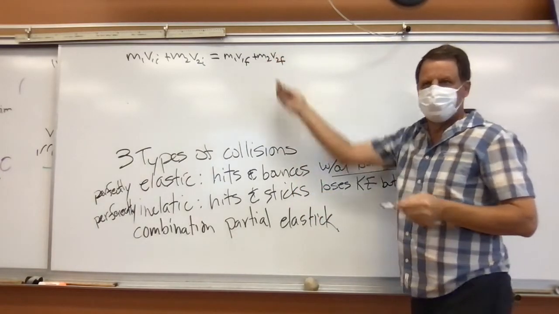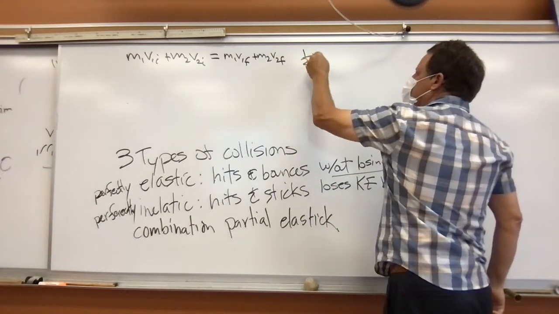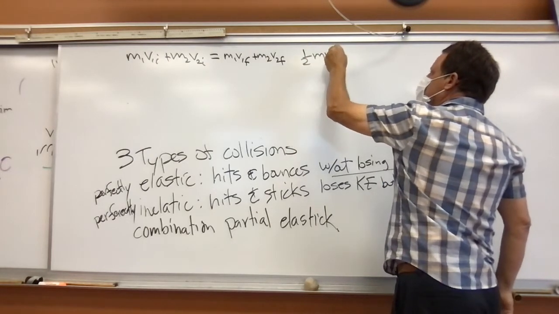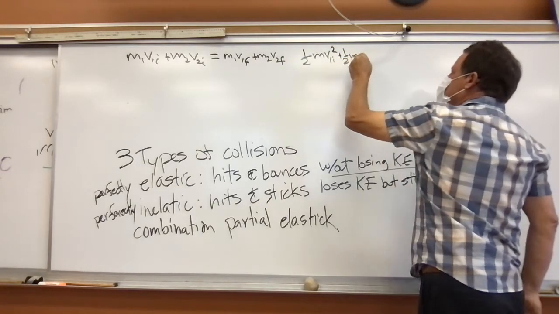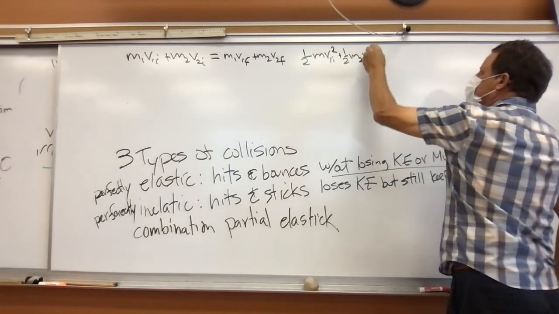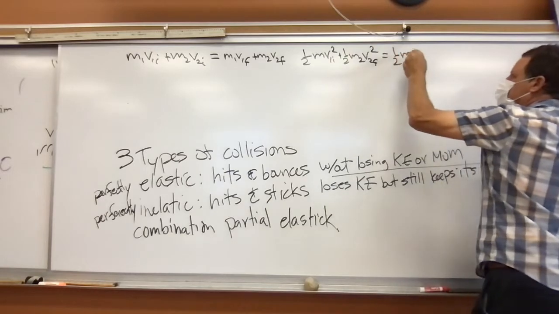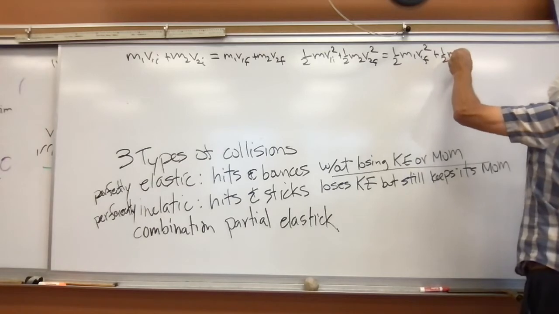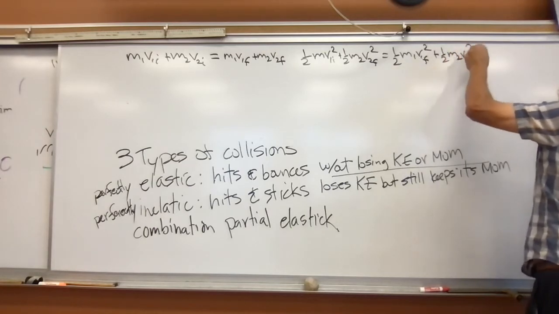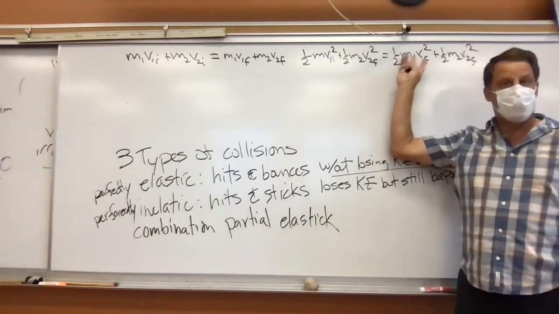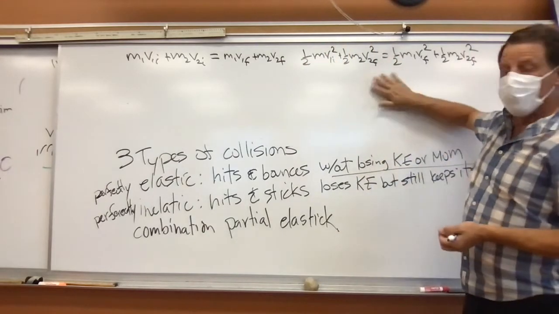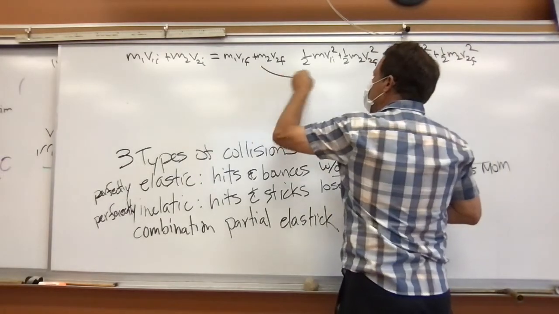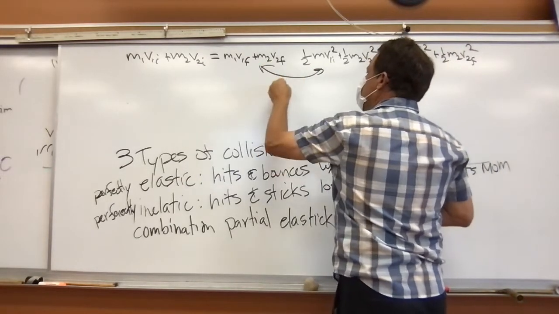That is conservation of momentum. And now kinetic energy: 1/2 M1 V1 initial squared plus 1/2 M2 V2 initial squared is equal to 1/2 M1 V1 final squared plus 1/2 M2 V2 final squared. So this is just conservation of kinetic energy. If you want to wait and not copy this down, it's fine, because we're going to take these two and combine them.